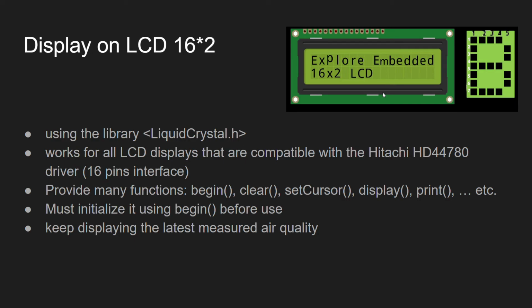At the beginning, which means the setup of the Arduino, we must call the begin function in order to initialize the LCD, and the print function allows us to show the text on the screen while the clear function could make the screen clear. Again, we want to keep it updated, so we put all functions inside a loop.